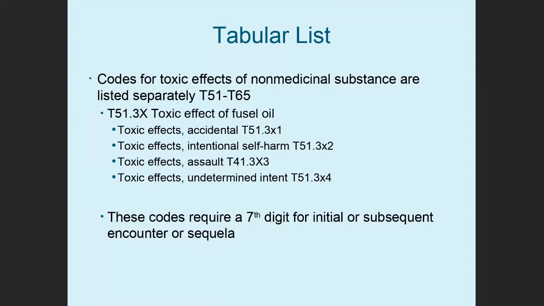Toxic effects, on the other hand, are listed in a separate section, T51 to T65. For example, T51.3X, toxic effect of fusel oil. So if it's accidental, it's a 1. If it's intentional, it's a 2. If it's an assault, it's a 3. And if it's undetermined, it's a 4. So all of these are toxic effects. And these also require that 7th digit for initial or subsequent encounter or sequela.